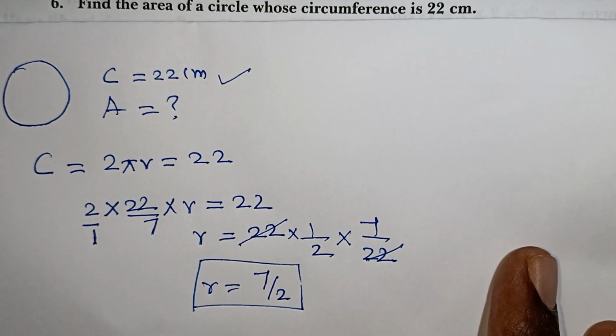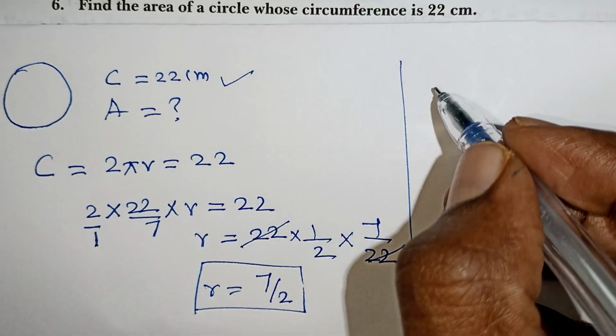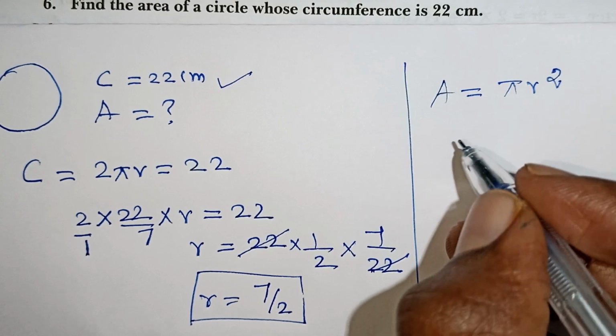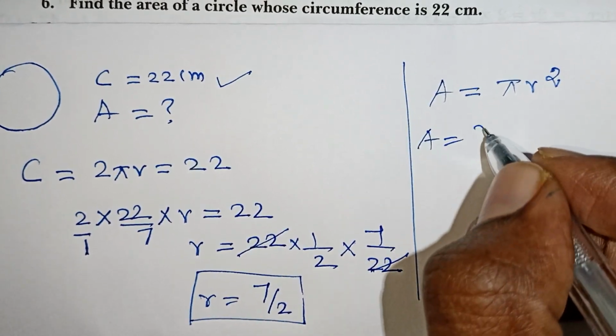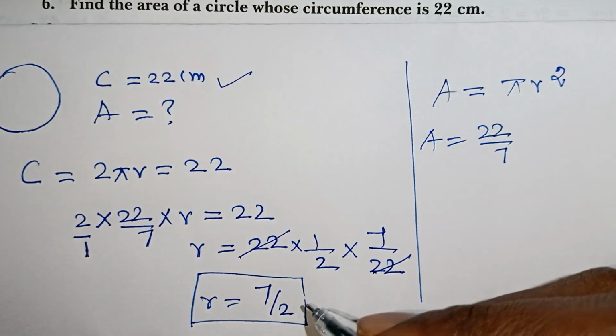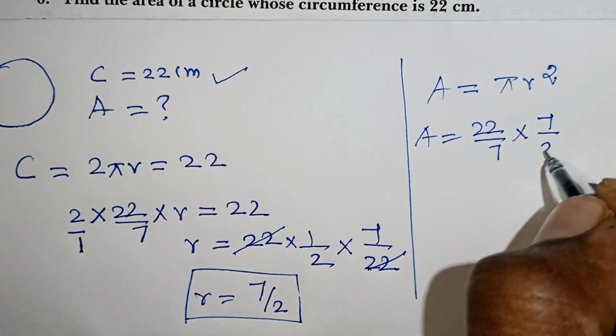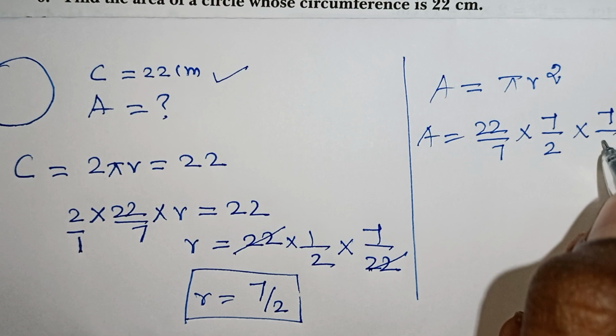Now in our question, they have asked us to find the area of the circle. So area is equal to the area of the circle formula, pi r square. Now let's apply. So area will be pi value 22 by 7, r value we got as 7 by 2. Let's substitute here. R squared means the r value should be written 2 times. So 7 by 2 into 7 by 2 you should write.